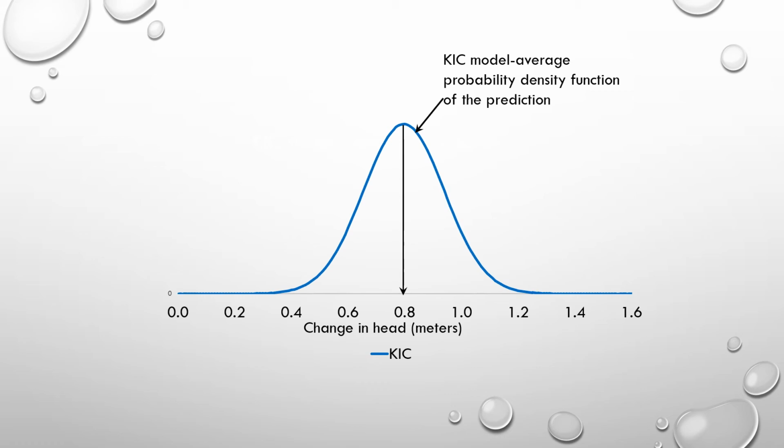This is the model average prediction. And now you can see the model average probability density function. What we hope to do when we consider multiple models of a system is to capture the true prediction, which we never know, within a reasonable range of results.